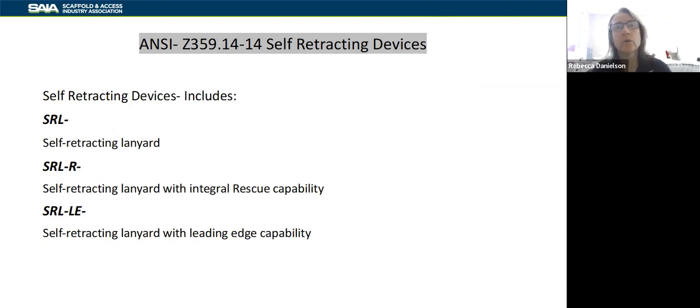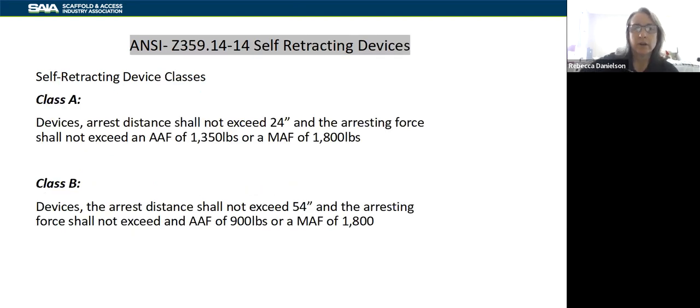Z359.14. Now this is how it was previously laid out. There were types of self-retracting devices: the self-retracting lanyard with retrieval or rescue capability, and then the SRL-LE, which is what you currently see on a lot of SRLs out there today. It was also based on the arrest distance, so Class A was 19 to 24 inches, with an average arrest force and a maximum arrest force. And Class B was 19 to 54 inches and so forth.